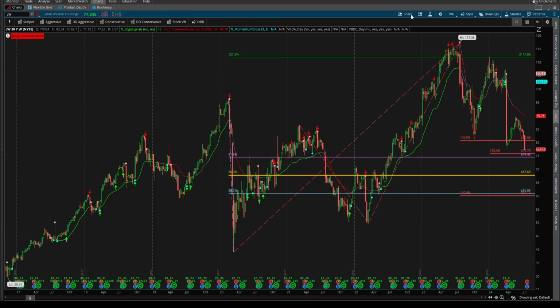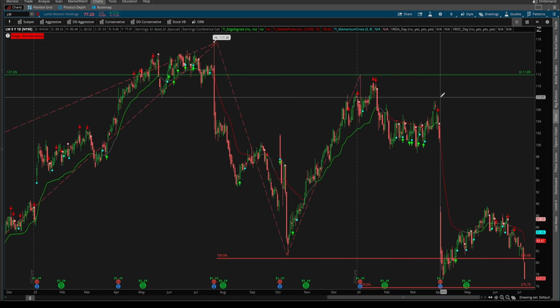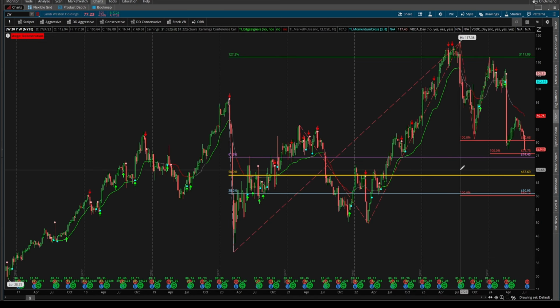Now, I found Lamb Weston particularly interesting, so I drew some Fibonacci levels here, and I'm currently on the weekly time frame. So this is very much a swing trading sort of idea. I'll start with the weekly time frame, and then we'll move on to the daily time frame, and then the intraday time frame, where the volatility is currently giving you a setup opportunity.